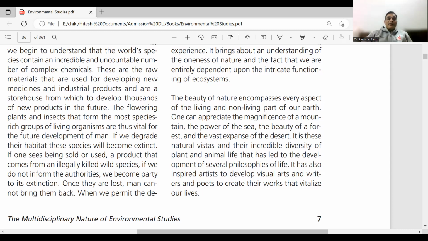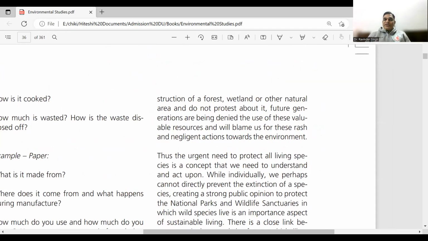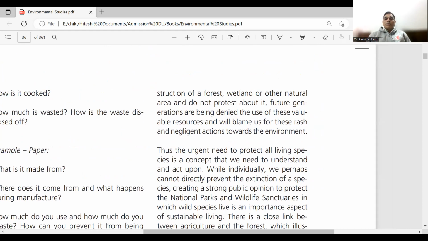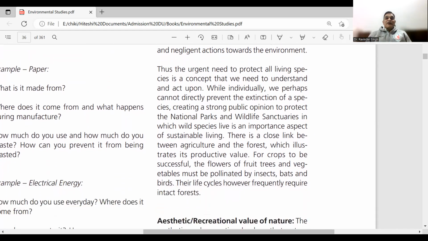When we permit the destruction of a forest, wetland, or other natural area and do not protest about it, future generations are being denied the use of these valuable resources and will blame us for these rash and negligent actions towards the environment. Thus, the urgent need to protect all living species is a concept that we need to understand and act upon.